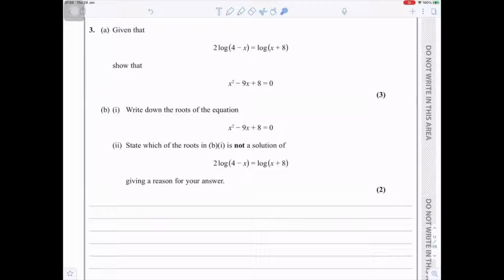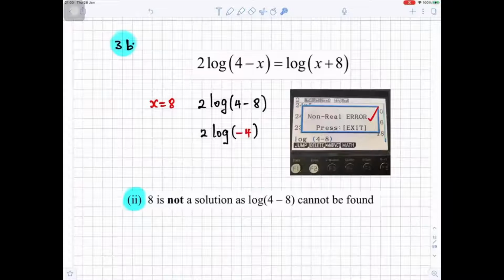State which of the roots in 3b is not a solution of 2 log bracket 4 minus x equals log bracket x plus 8, giving a reason for your answer. What we can do is start with x equals 8. If we substitute 8 there, 4 minus 8 gives you minus 4. And when you find log of minus 4 in the calculator, it gives you a non-real error. That means you cannot find it. So 8 is not a solution, as log of 4 minus 8 cannot be found.